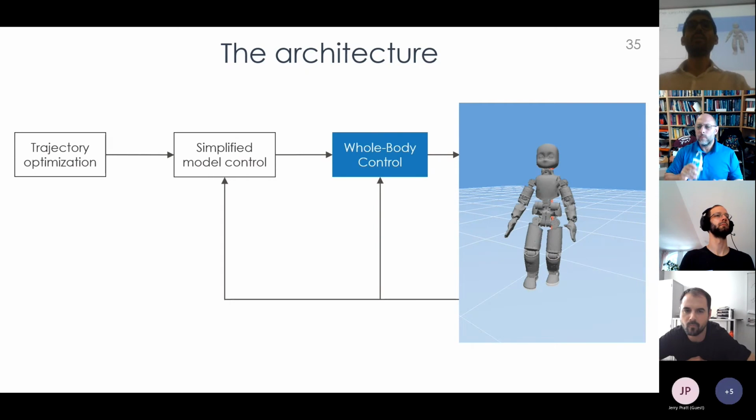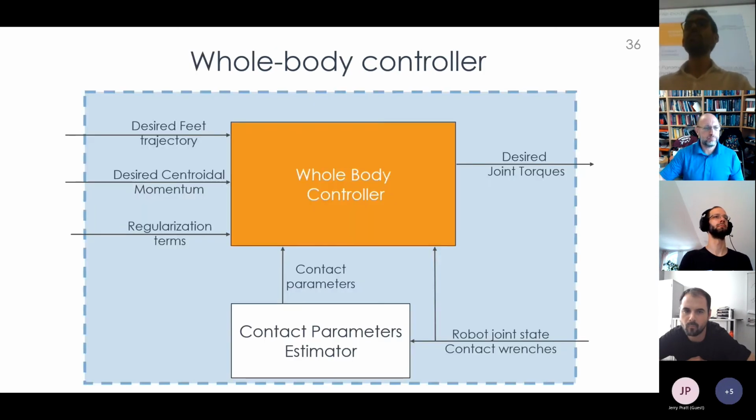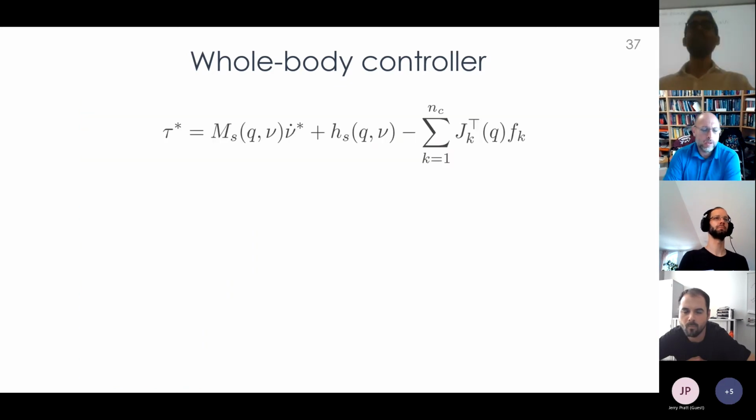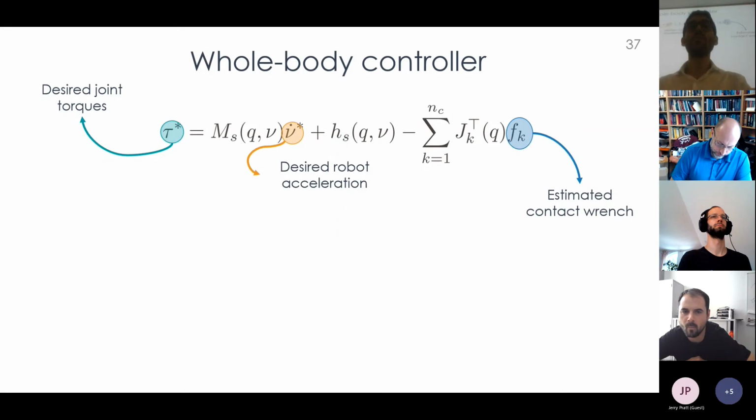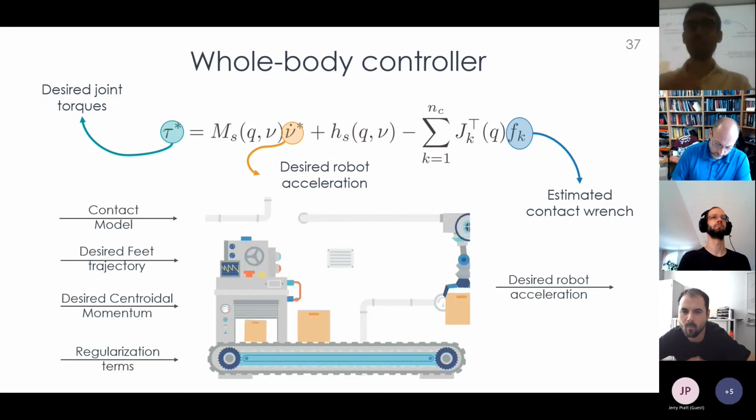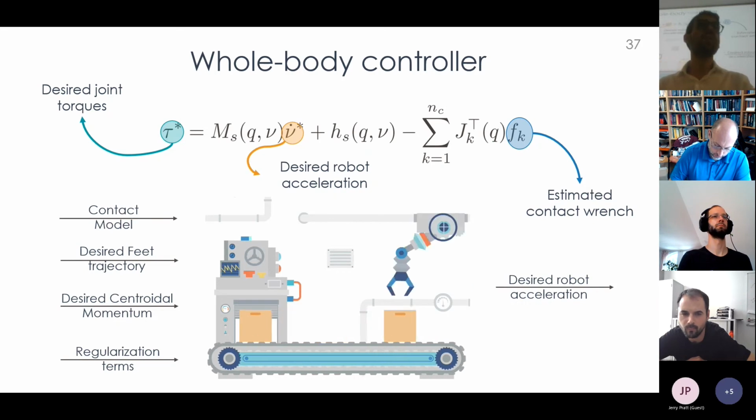Okay, so let's go back to the architecture, and now let's focus on the whole body controller. The whole body controller is composed of two blocks: the real whole body controller and a contact parameter estimator. The aim of the whole body controller is to compute the desired joint torque while considering the estimated contact wrenches and the desired robot acceleration. In order to compute the desired robot acceleration, we design a block that takes as input the contact model, the desired feet trajectory, the desired centroidal momentum trajectory, and some regularization terms.